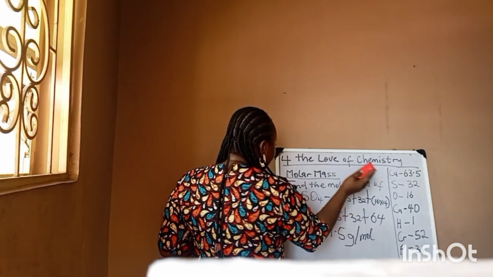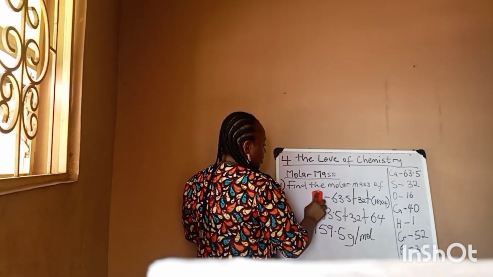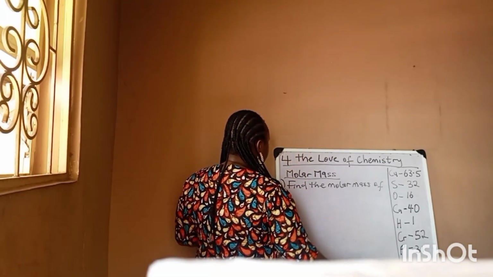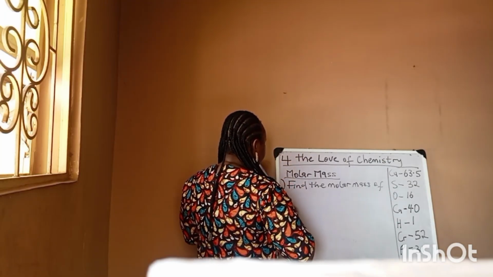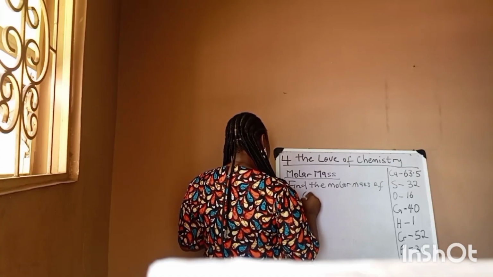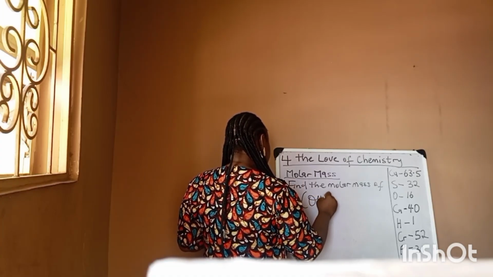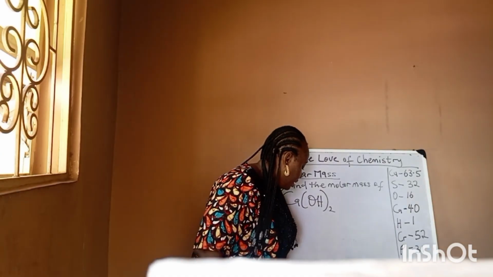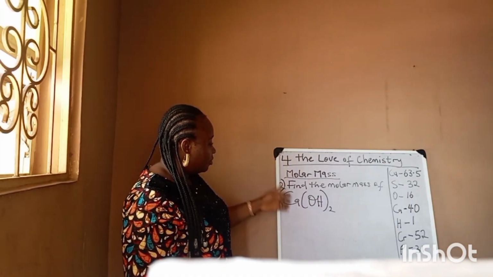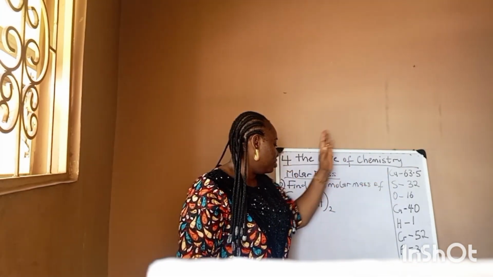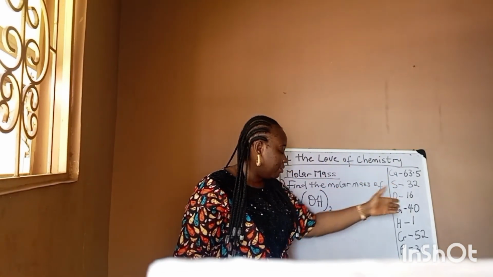All right, so let's look at another molar mass that we can find. Question number 2. Let's find the molar mass of calcium hydroxide. All right, so look at this now: we have the atomic mass of calcium here, we have the atomic mass of oxygen, and we have the atomic mass of hydrogen.